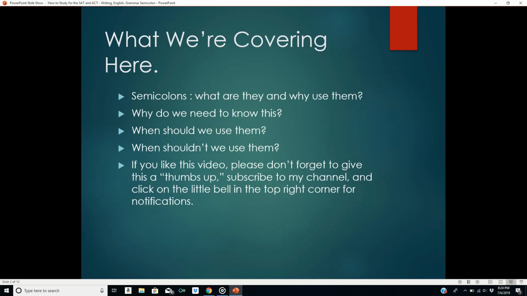What we're covering here: semicolons. What are they and why use them? Why do we need to know this? When should we use them? When shouldn't we use them?